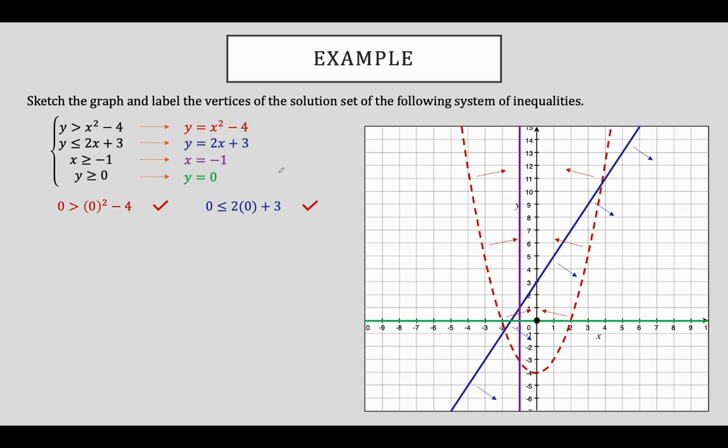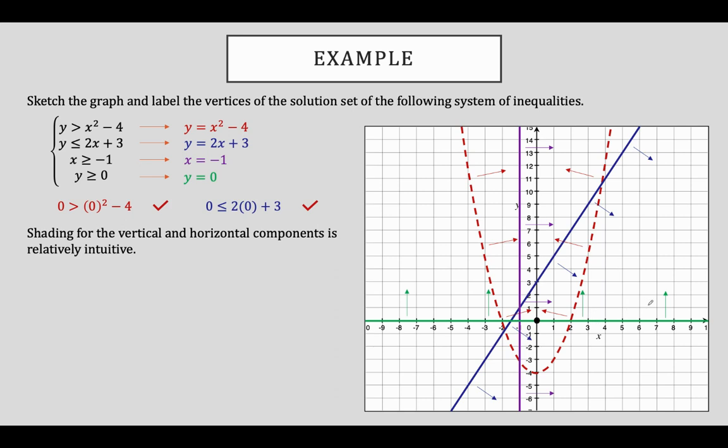Now, our vertical and horizontal components are pretty intuitive, I think, to figure out where to shade. If we want x values that are greater than or equal to negative 1, that means we're going to take our vertical line at x equals negative 1, and we want to shade to the right. Similarly, with y is greater than or equal to 0, y equals 0 is our horizontal line. We want to shade above that horizontal line. All right, so these are the directions that we want to shade everything.